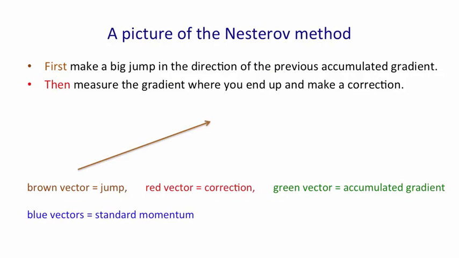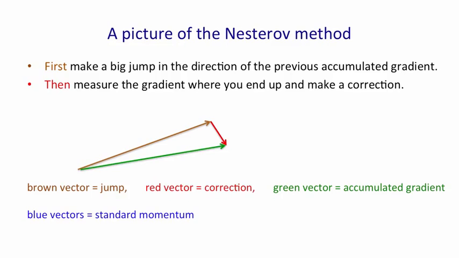Here's a step in the direction of the accumulated gradient. So this depends on the gradient we'd accumulated on our previous iteration. We take that step. We then measure the gradient and go downhill in the direction of the gradient, like that. We then combine that little correction step with the big jump we made to get our new accumulated gradient.